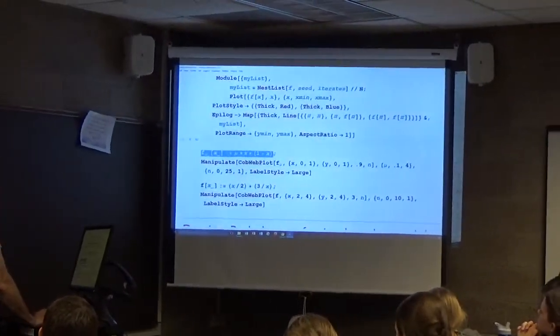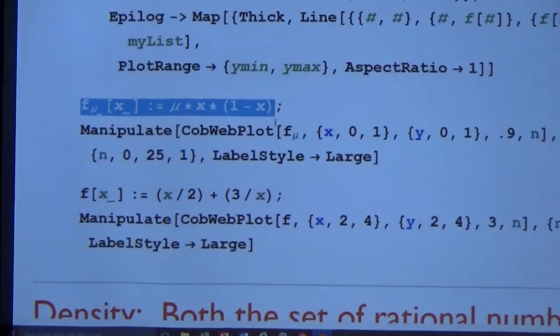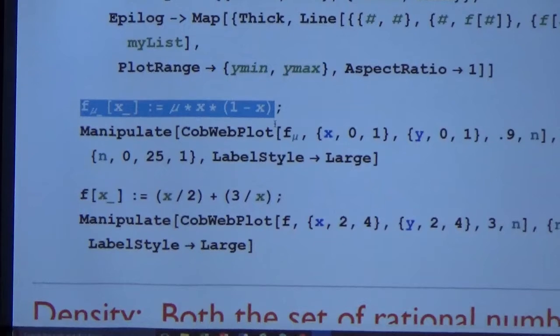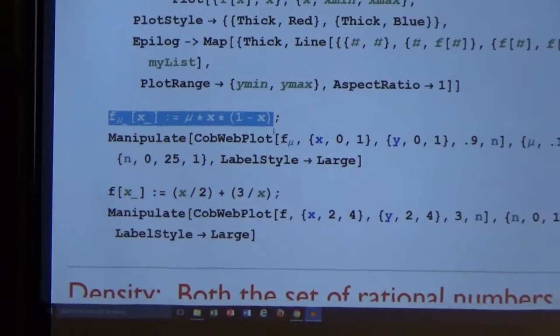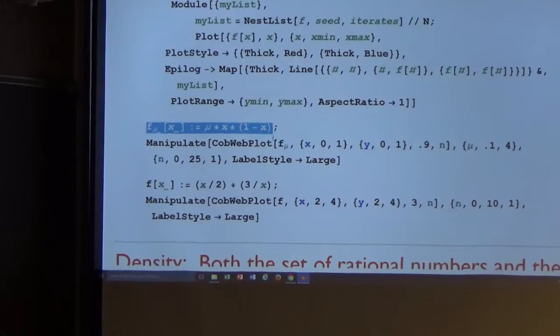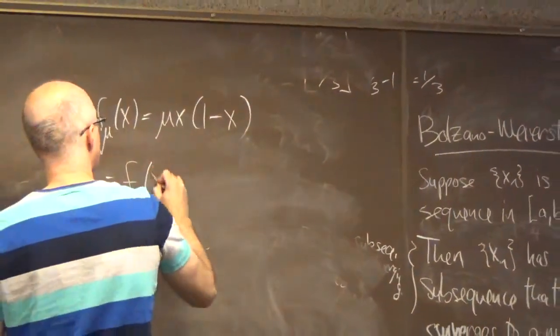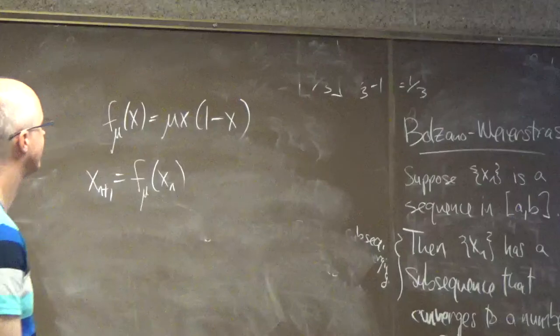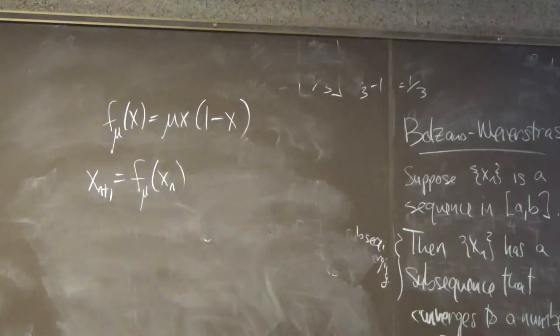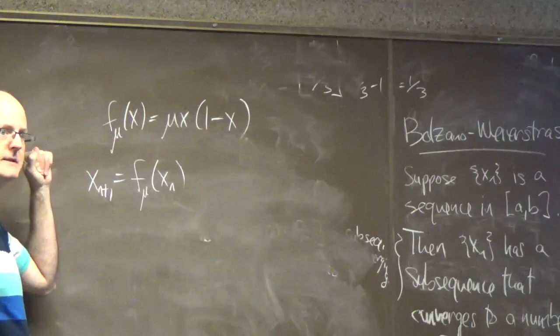This family of functions right here, f sub mu of x equals mu times x times 1 minus x, and consider sequences that are generated by this recursive equation: x sub n plus 1 equals f sub mu of x sub n. Our counterintuitive example fits this when mu is 4. Remember the 4s were in it?